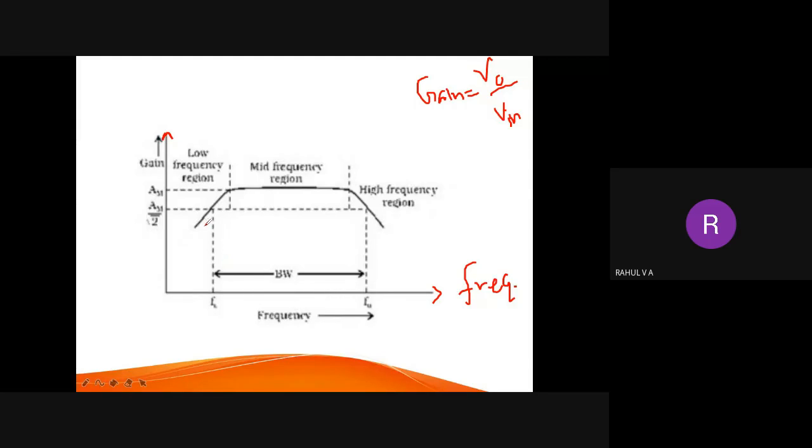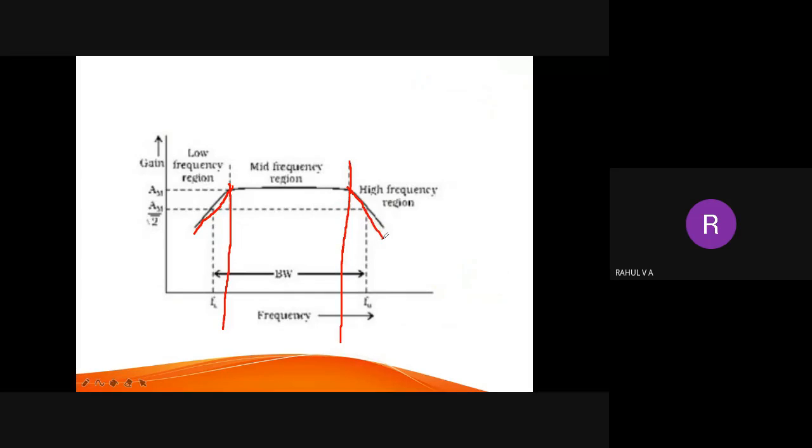You can see that when the frequency is very low, or less than this frequency range, the gain decreases. When the input frequency of the signal is less than this particular point, gain reduces. When the input frequency is greater than this point, again gain reduces. And in between, there is a region where you get constant gain. That is known as the mid-frequency region.